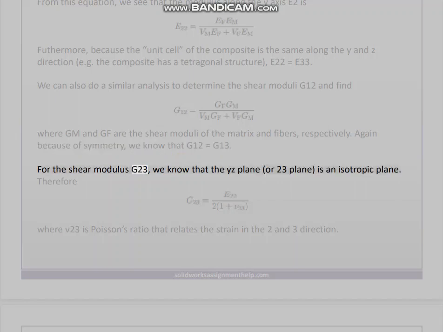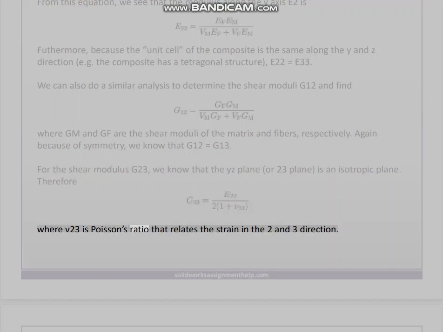For the shear modulus G23, we know that the YZ plane, or 23 plane, is an isotropic plane. Therefore, G23 equals E over 2 times 1 plus nu23, where nu23 is Poisson's ratio that relates the strain in the 2 and 3 direction.